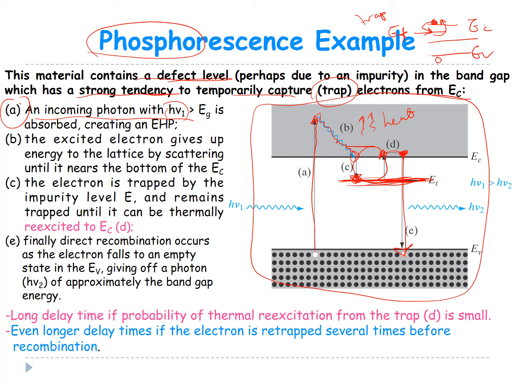So this is how you delay the emission from something like 10 to the power minus 8 seconds to around seconds. It is this process of trapping and detrapping that prolongs the process. If the probability of re-excitation is low, then the delay is even longer. Or if the electron is retrapped several times before recombination, the delay becomes even longer.